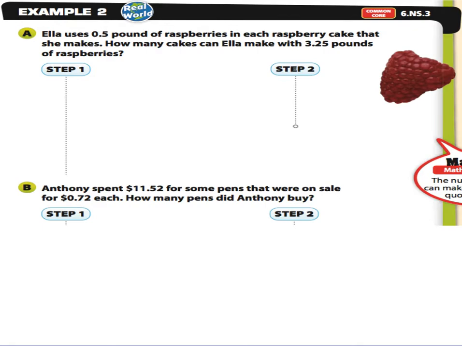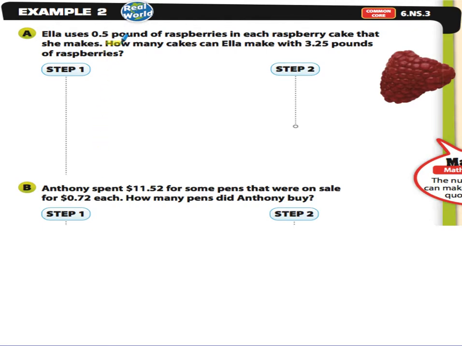All right, so now we're going to take a look at the next example. For the next example, we have Ella, who uses 5/10 of a pound of raspberries in each raspberry cake that she makes. How many cakes can Ella make with 3 and 25/100 pounds of raspberries?